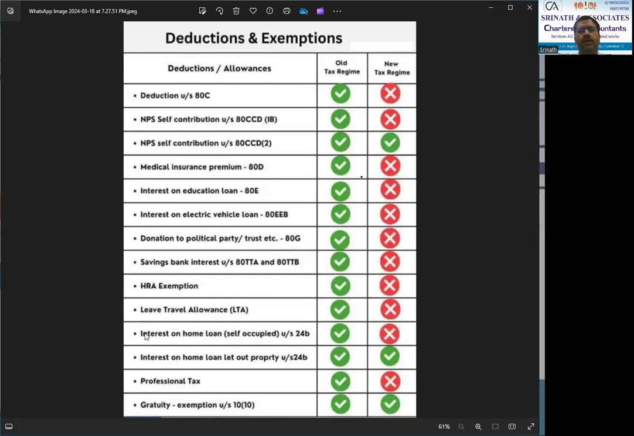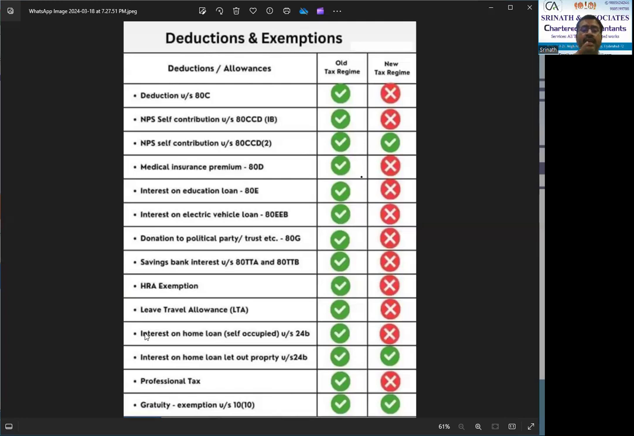Then comes a very important concept, a very important issue for everyone, students as well as employees: interest on housing loan. Generally, interest on housing loan is available as a deduction under section 24B. Now, if the loan is taken for a self-occupied house, then the interest on housing loan deduction will be available only under the old scheme, not under the new scheme.